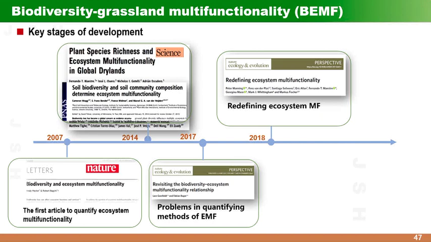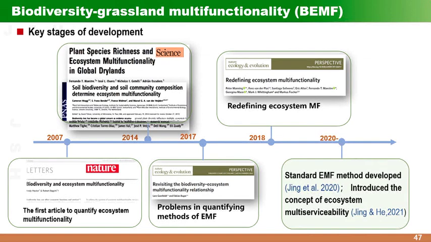And in 2018, Peter Manning and colleagues defined ecosystem multifunctionality. So we found that in 2020, we developed a standardized ecosystem multifunctionality method. So we found why there's an artifact in the calculation. And we introduce this concept of the ecosystem multi-serviceability.